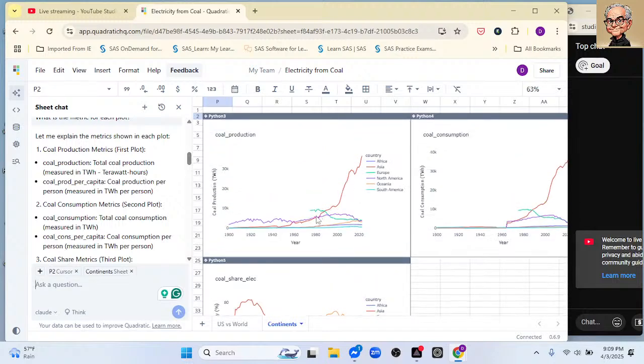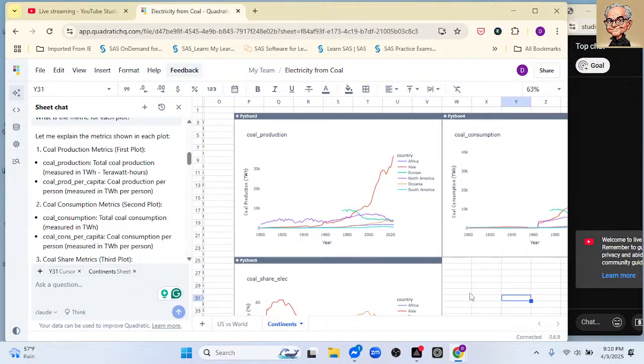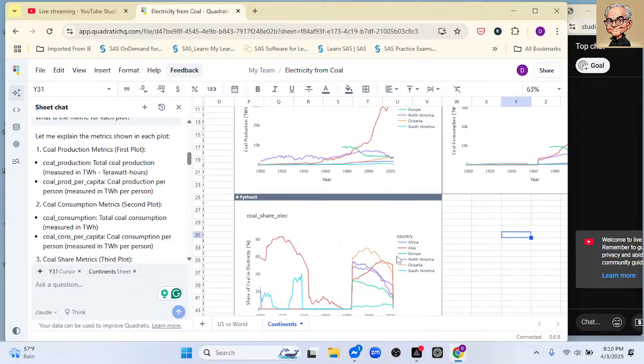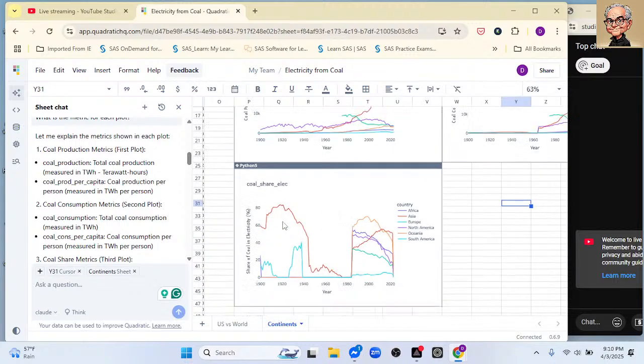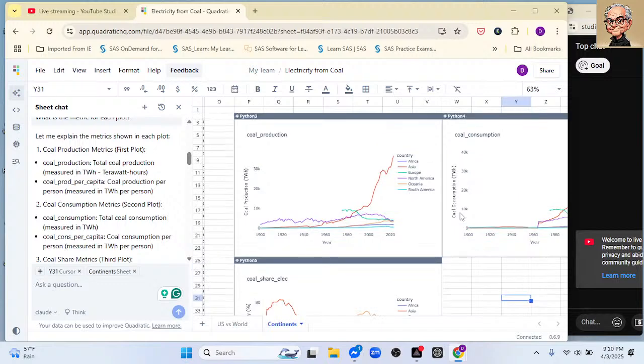So Asia saw a big boost in coal production, right? And coal consumption, right? Coal consumption. The rest of the world saw a decrease. Coal share electricity. So apparently, most of Asia's coal is not being used to produce electricity. Coal production, coal consumption.